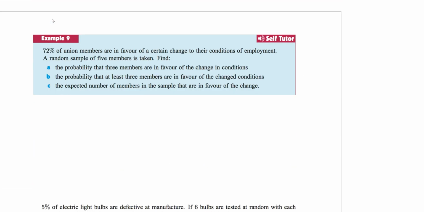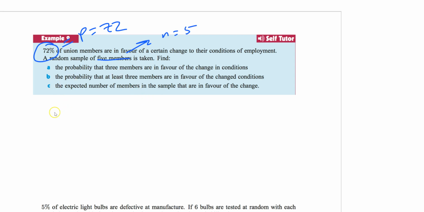So look at this one. 72% of the union members are in favor of a certain change to their conditions of employment. A random sample of 5 members is taken. So already, there's a couple things I know. 72%, that's my probability, 0.72. You're taking a sample of 5 members, that's my n equals 5. Right, so I'm just going to find out what r is for each problem, and then just plug it in.